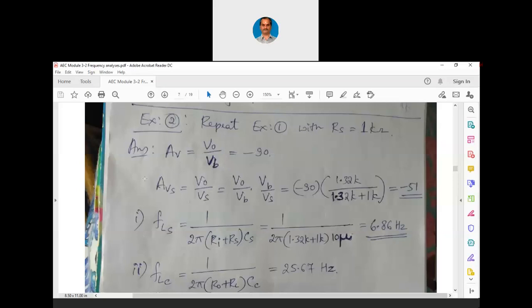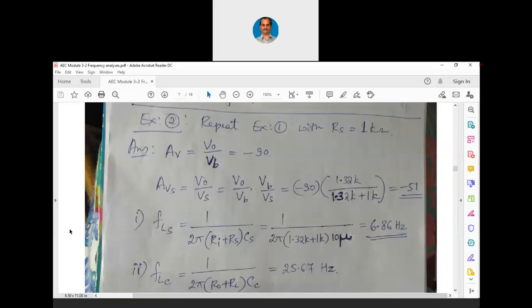Yesterday we had already seen this AV. AVS is V0 by Vs. We can write it as V0 by VB into VB by Vs. That is minus 90 into, we can substitute for this VB by Vs, 1.32K by 1.32K plus 1K. What is this? Ri divided by Ri plus Rs. So that is what we have obtained. So we are getting the voltage gain as minus 51 now instead of minus 90.